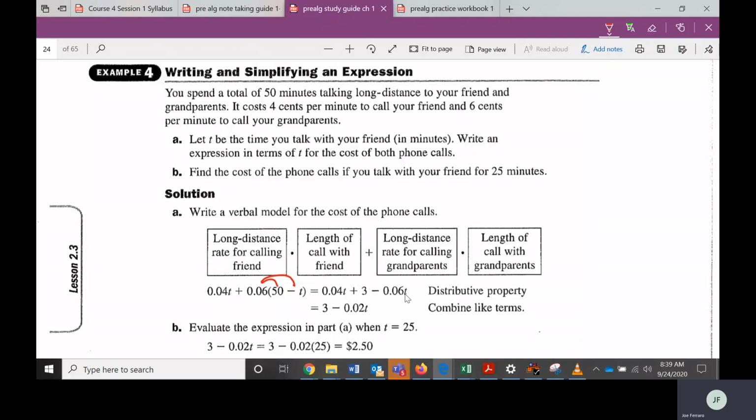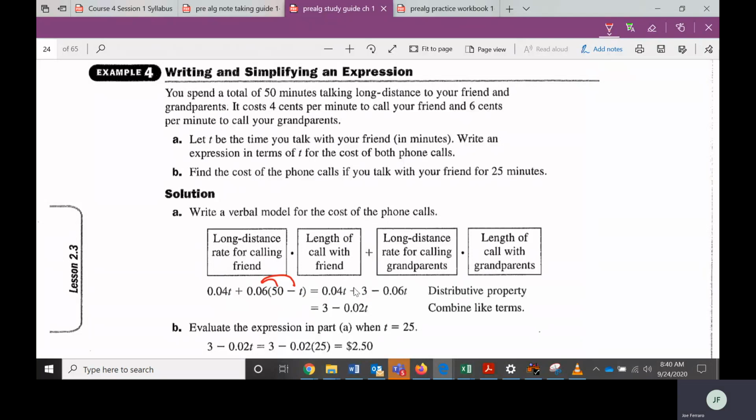Now again, this problem might be confusing. Just watch it, take your time, see if you can watch it back and understand it. But now we combine like terms. This is the most confusing part of the problem, is why this is 50 minus T. But again, it's because the time we talk to our grandparents is 50 minus whatever we talk to our friends, and T is what we talk to our friends. So anyways, combine like terms.